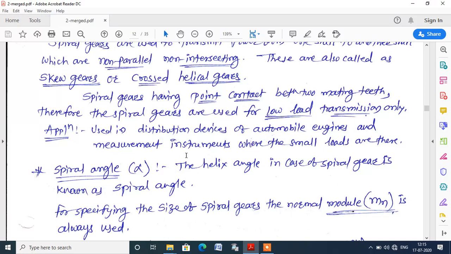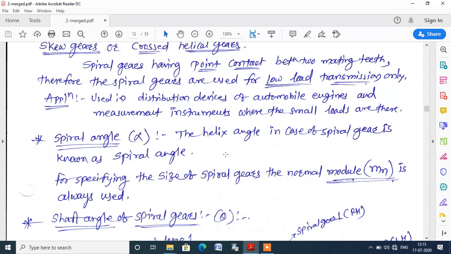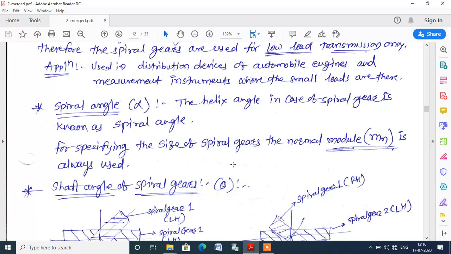In this we have to see the spiral angle, some terminology of spiral gears. First one is the spiral angle, denoted by alpha. See, alpha in a helical gear is the helix angle, but in a spiral gear it is the spiral angle. The helix angle in the case of a spiral gear is known as the spiral angle. For specifying the size of spiral gears, the normal module is always used. See, students, for helical gear we use the transverse module, but for spiral gears we have to use the normal module.